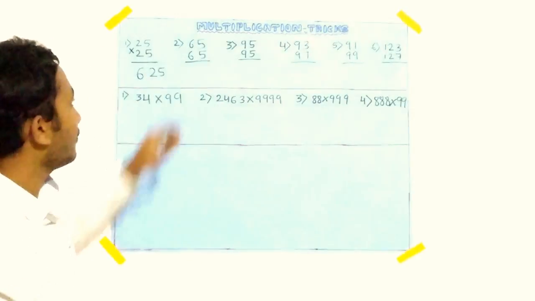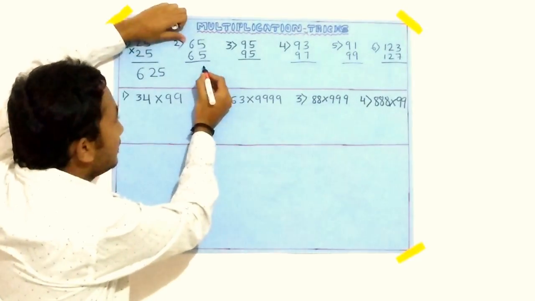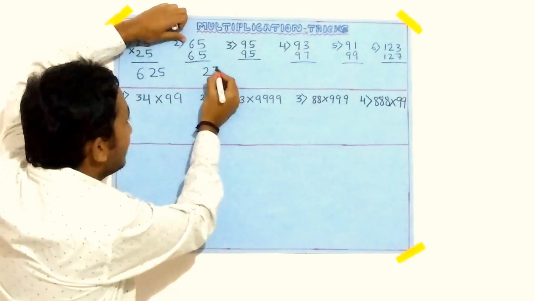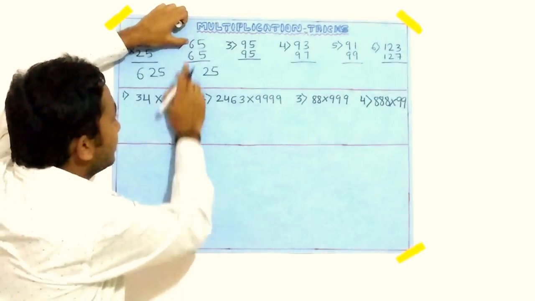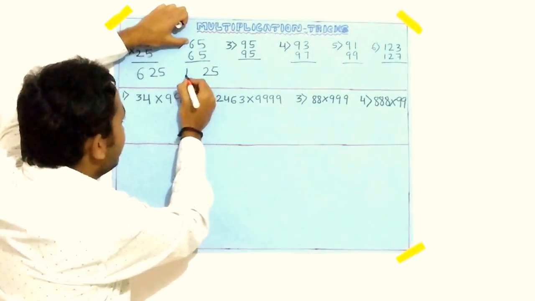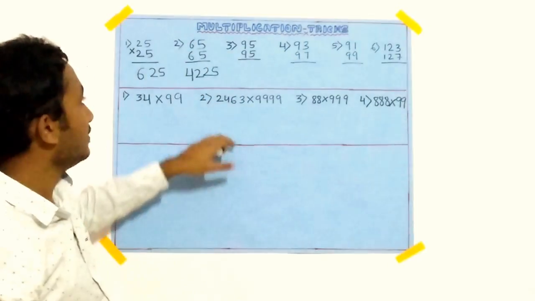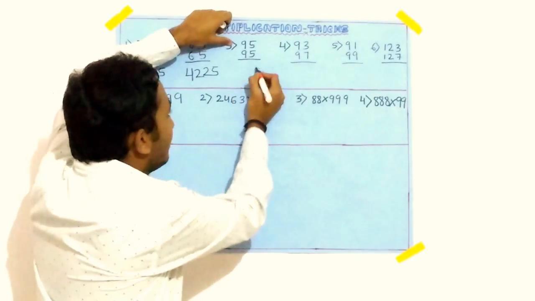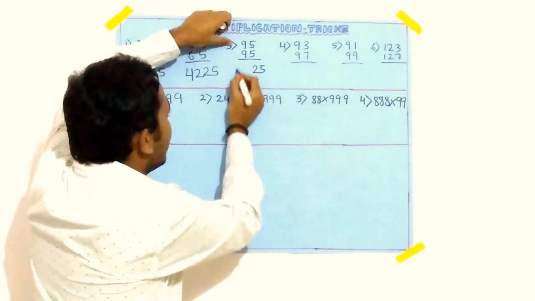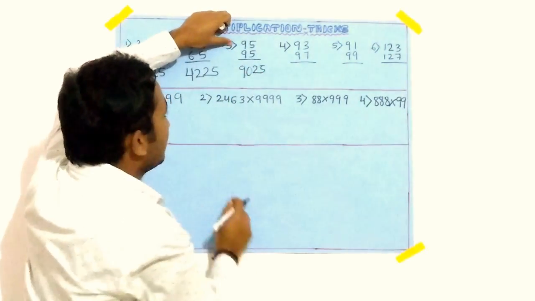Okay, the same thing carries forward to this number. 5 into 5 is 25, and 6 into 7, that we need to multiply with the next number. 6 into 7 means 42. This is the answer. And here also you can do the same. 5 into 5, 25. 9 into the next number, 90. And the same thing you follow here also. 3 into 7, 21. 9 into 10, 90. This is the answer.